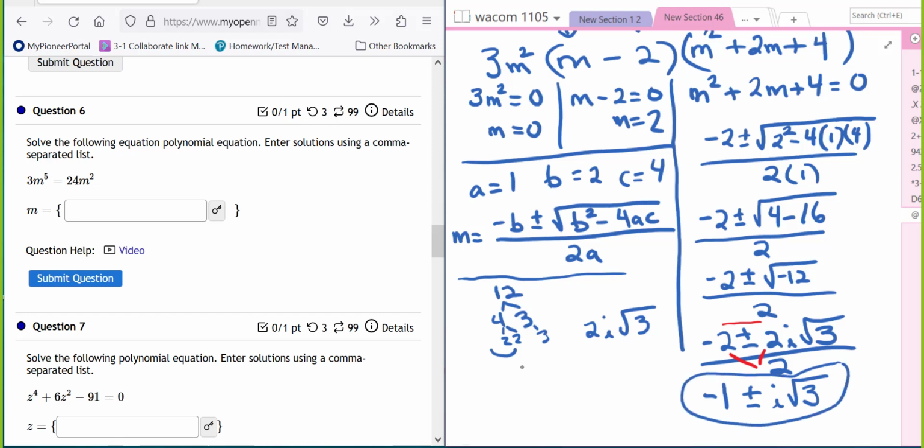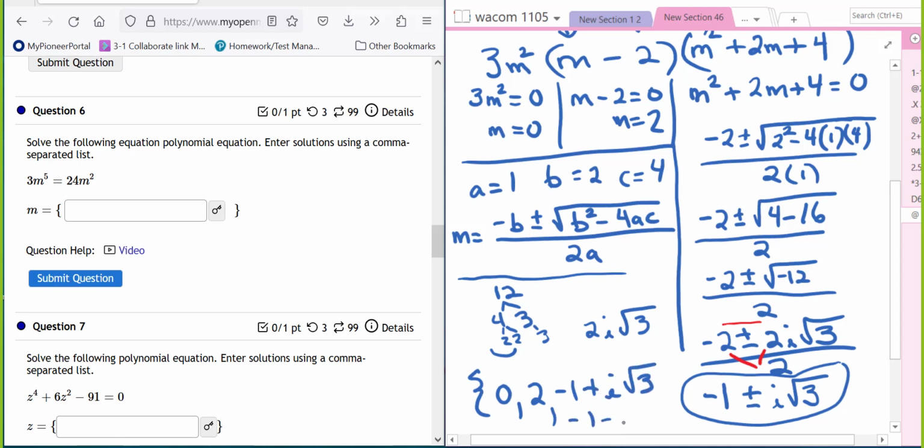We also have 2 and 0. So altogether we have 0, we have 2, we have negative 1 plus I square root of 3, and we have negative 1 minus I square root of 3. So that one had a lot of work that you had to remember.